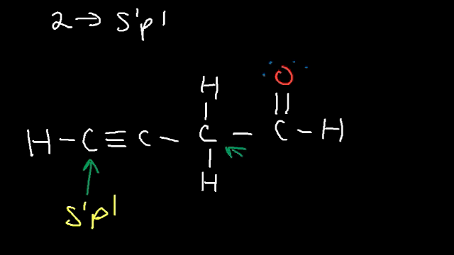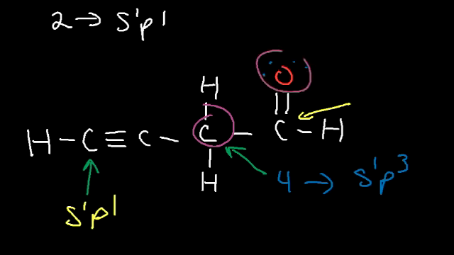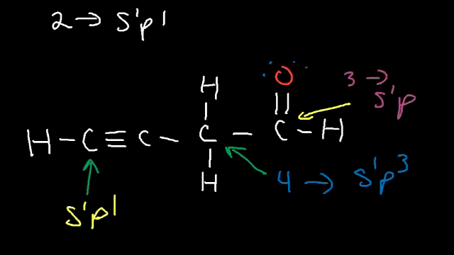So what's the hybridization of this carbon? Well, it has 1, 2, 3, 4 groups. So therefore, it's going to be sp3 hybridized. 1 plus 3 is 4. And what about this carbon atom? It has 1, 2, 3 atoms connected to it. So it has 3 groups. And so the hybridization is s1p2.